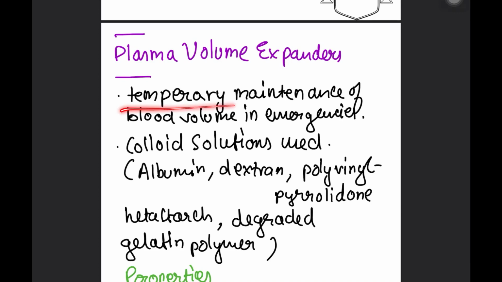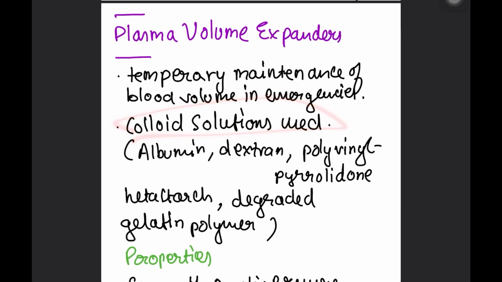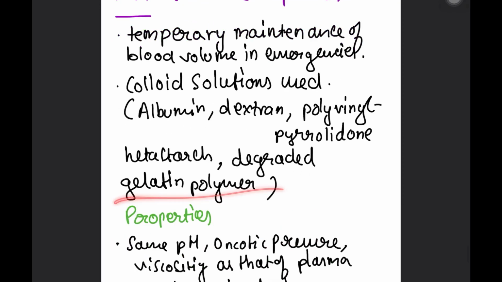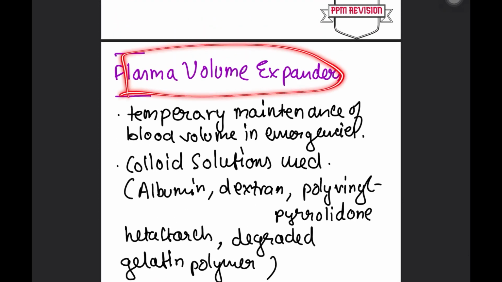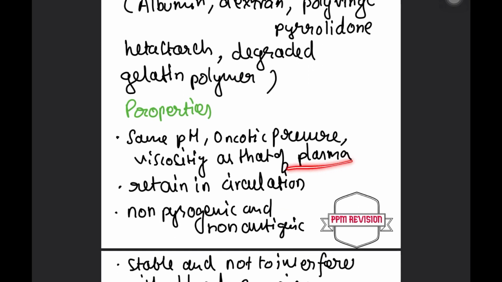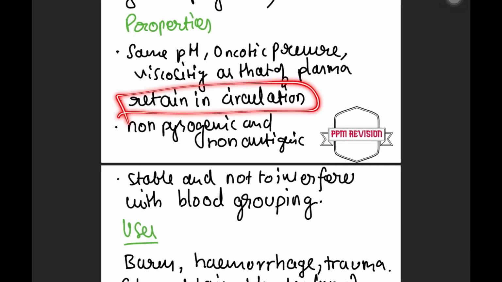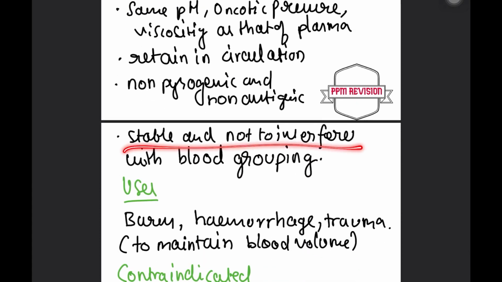Then moving ahead to the last topic, plasma volume expanders. Plasma volume expanders provide temporary maintenance of blood volume in emergencies. Colloidal solutions are used, that is albumin, dextran, polyvinylpyrrolidone, hetastarch, and degraded gelatin polymers. These are the criteria to be met for plasma volume expanders: the same properties as plasma, that is the same pH, oncotic pressure and viscosity. It is also retained in the circulation, non-pyrogenic and non-antigenic, stable, and does not interfere with blood grouping.